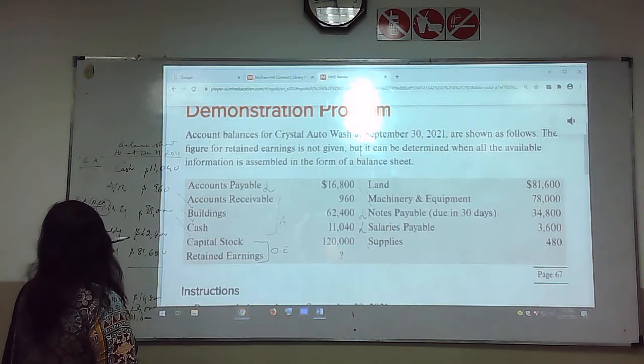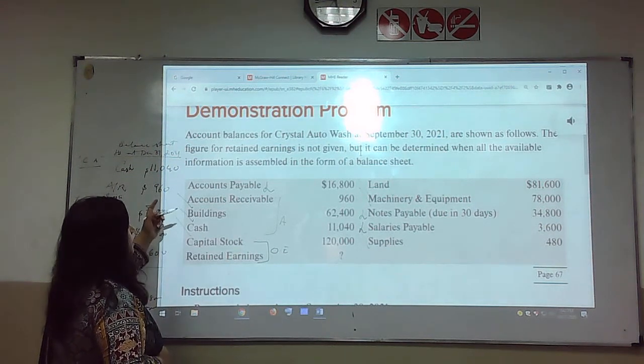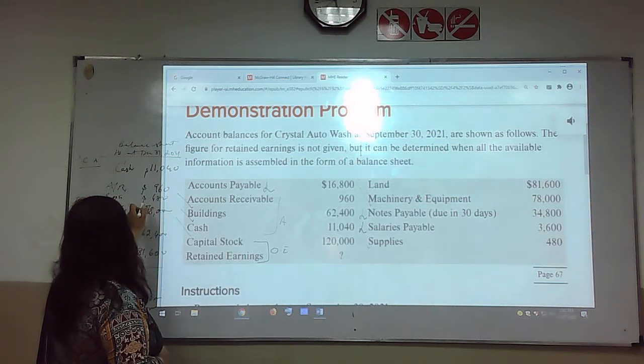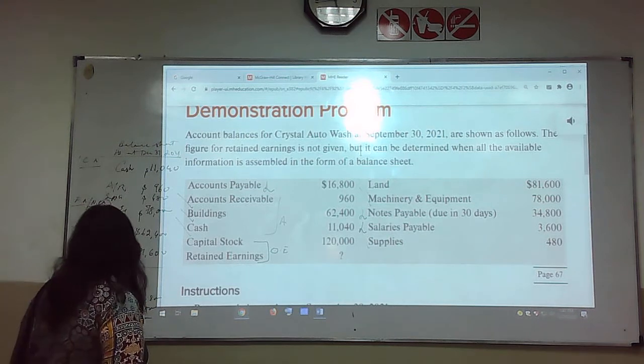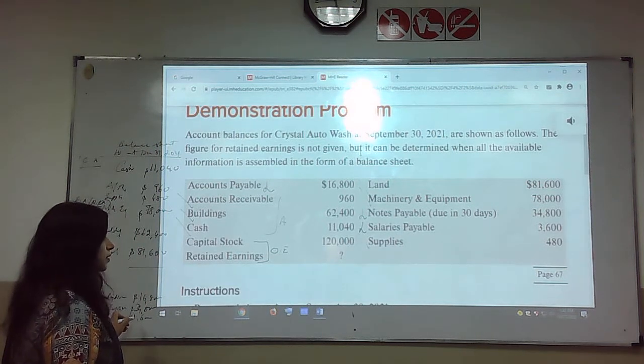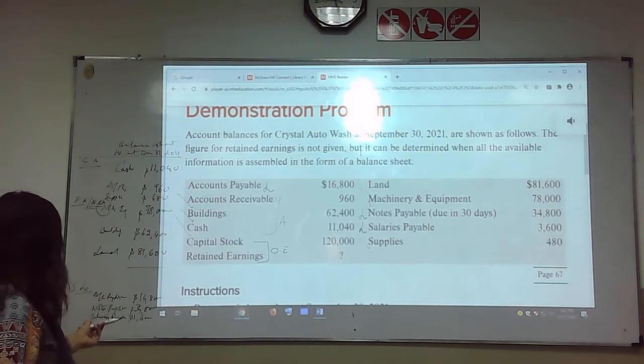So you can also have supplies placed somewhere here, provided that they have not been consumed. If they are consumed, then you won't write them here because then they will turn into expense. So let's just say that this is 3,600 and you have, I think, pretty much covered everything except for the owner's equity.